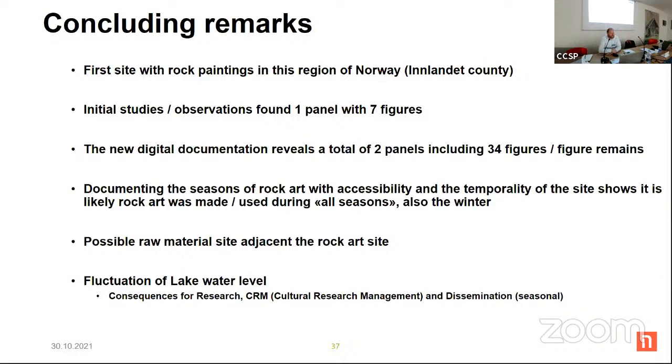Normally people would go to a site once and then they have documented it. So this is an experiment research-wise to try to look at the site over and over and over again and see if we can get more out of the site.